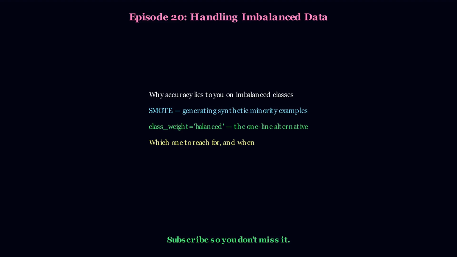Why a 99% accuracy model can be completely useless. SMOTE, generating synthetic minority examples. Class_weight equals balanced, the one-line alternative.